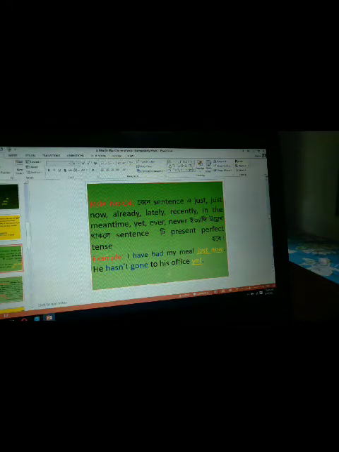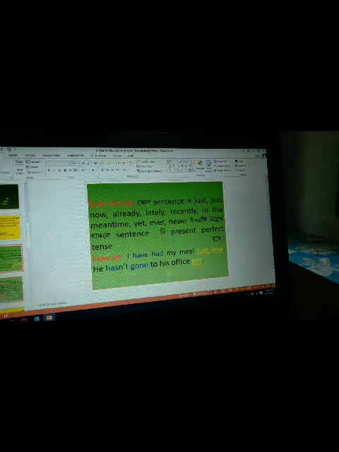As an example, I have written: I have had my meal just now. Here the phrase just now indicates that it's present perfect tense. That is why, according to the structure, I have written have had as verb.